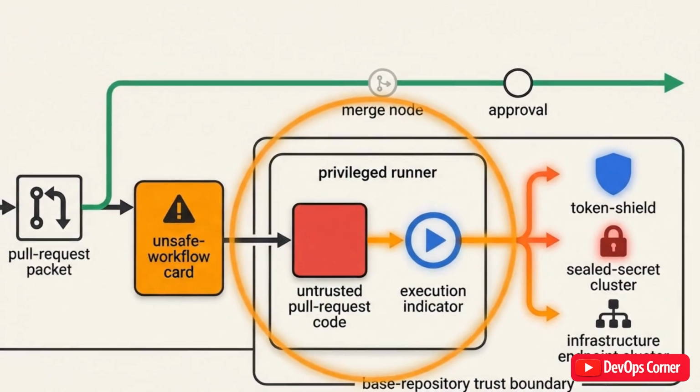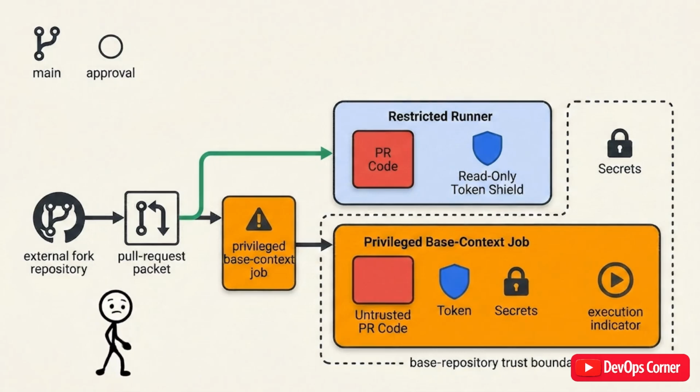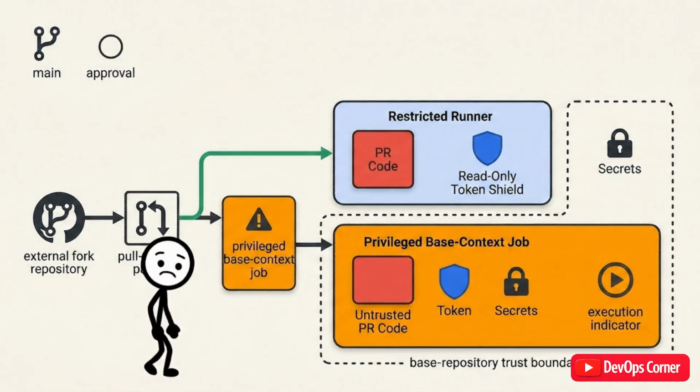So how does this happen without a single merged commit? Nothing has been merged yet. So where did the privilege come from?